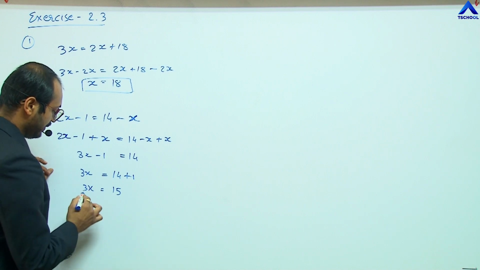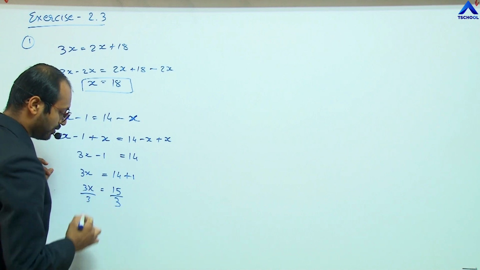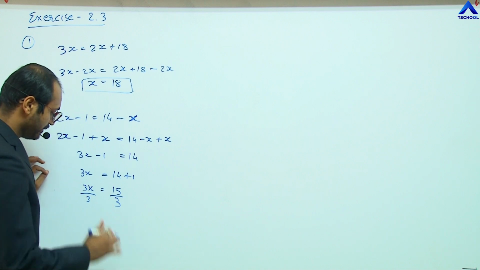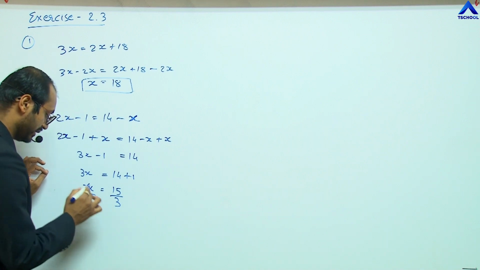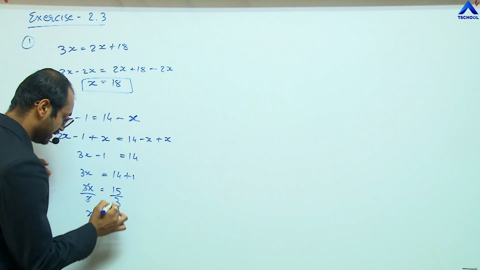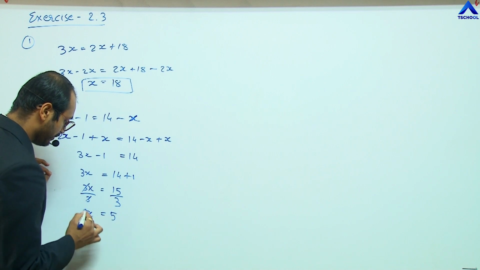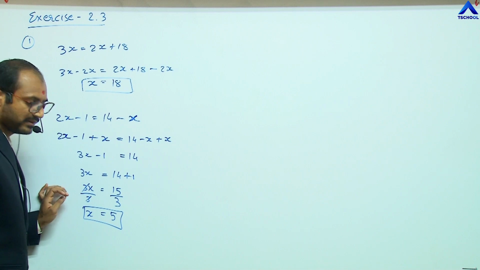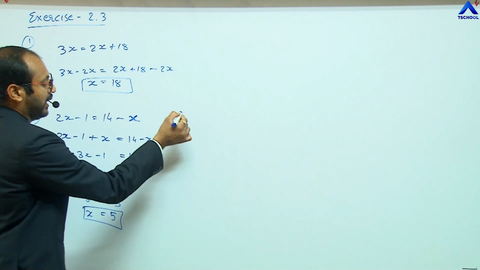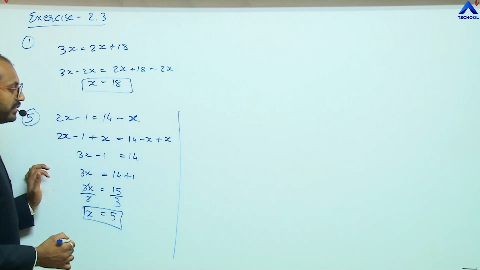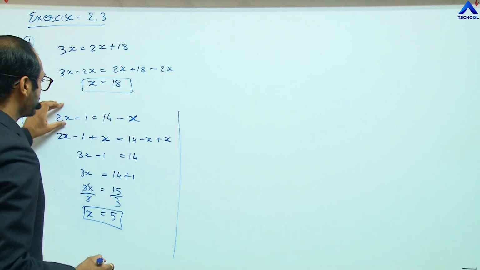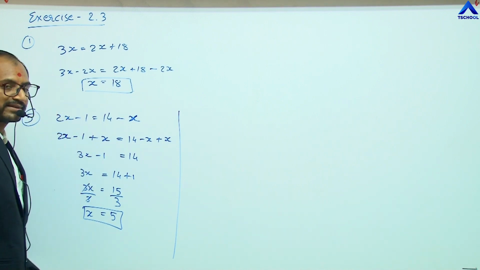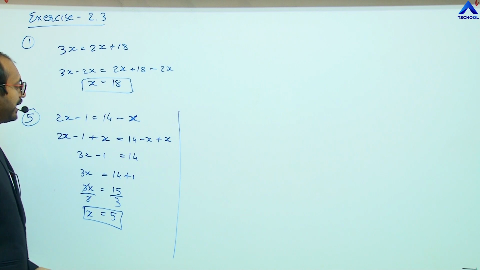Now let me divide by 3 on both sides. We can cancel here 3 and we get x equals, 3 fives are 15. So the answer is x equals 5. Now let me simplify the same equation by removing this 2x. What we have to do?